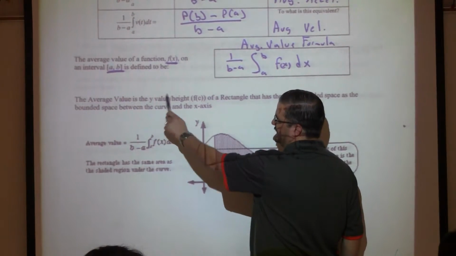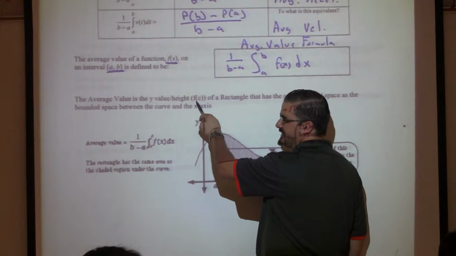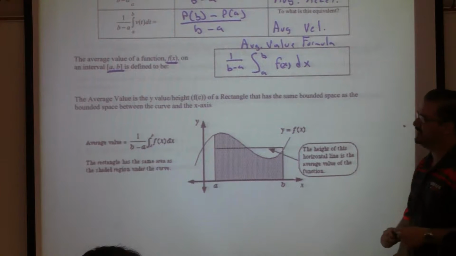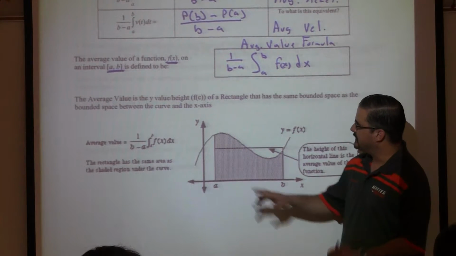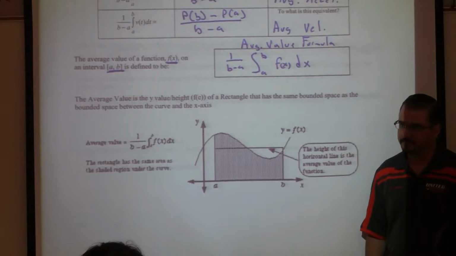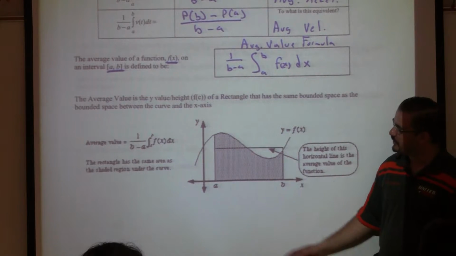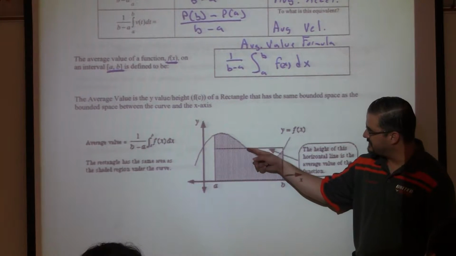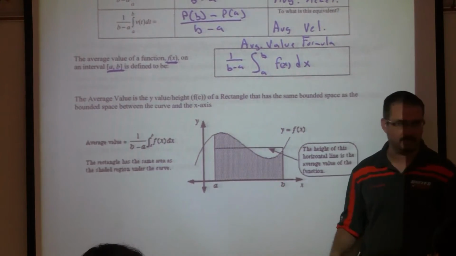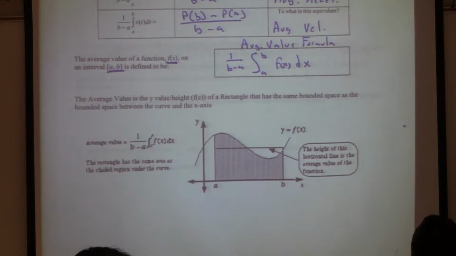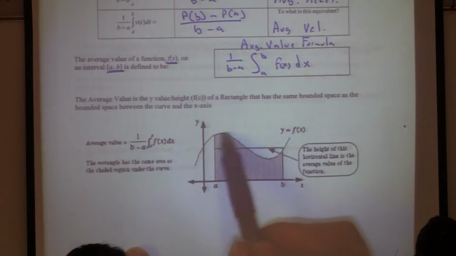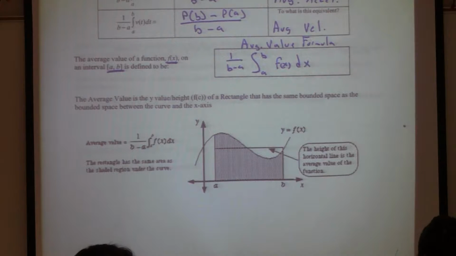It's a y value, a height, and we're calling that f of c, of a rectangle that has the same bounded space as the bounded space between the curve and the x-axis. So let's say I draw this curve and I tell you to find the bounded space from A to B. Well, we can find that space by trying to find a rectangle that has a particular height to where if I find the area of that rectangle, it'll actually equal the area under that curve. Okay, so do you notice that this missing space right here is the space that's above the rectangle up here? So it balances out. Okay?